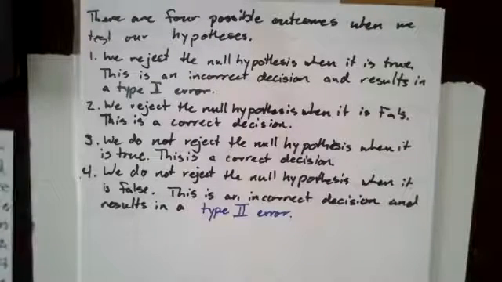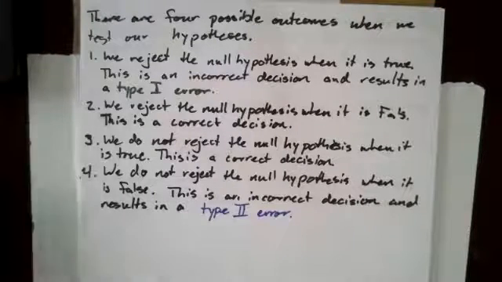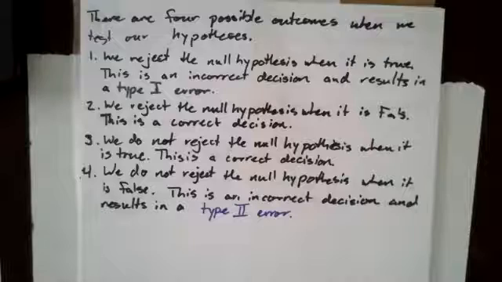There are four possible outcomes when we test our hypotheses. First, we reject the null hypothesis when it is true. This is an incorrect decision and results in a type 1 error. Type 1 error is just that. We reject the null hypothesis when it's true.